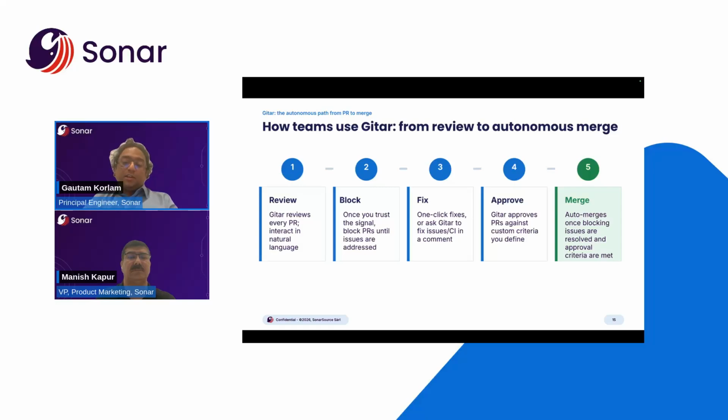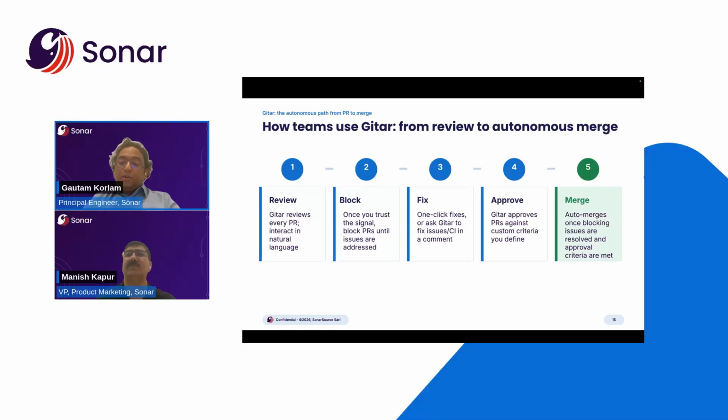So Gitar actually lets you configure custom criteria in natural language on a per repo basis. You can say, hey Gitar, if the PR is only touching a skill file or it is a test-only change, please go ahead and approve it because it's low risk. And if it is a high risk PR, please do tag someone. You can define this in natural language, and Gitar will approve the PRs against your criteria.